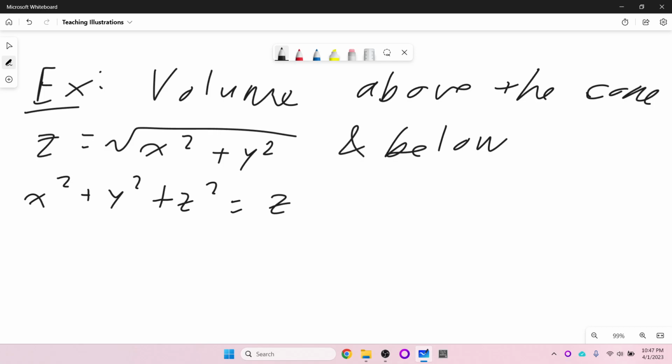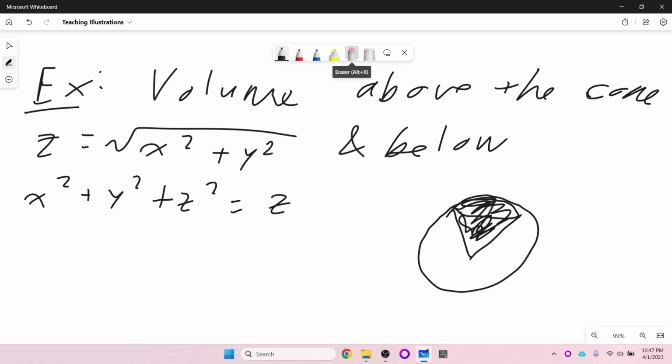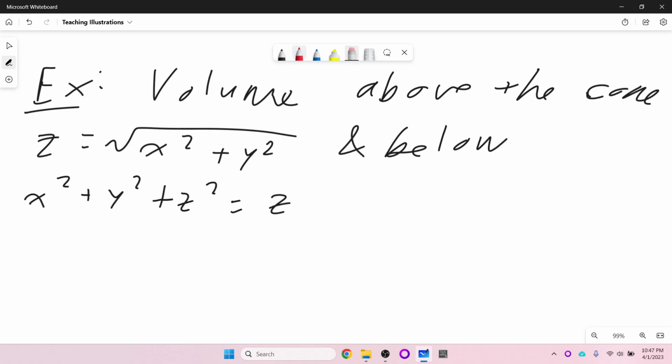All right. So what we're essentially getting is like an ice cream cone situation. We've got a cone here and then a sphere. And so we want the part that's above the cone but below the sphere. So that's everything that fills in the ice cream cone. So how do we do this? Well, we want to do a triple integral across E, I'll call E the space, of the 1 function dV.